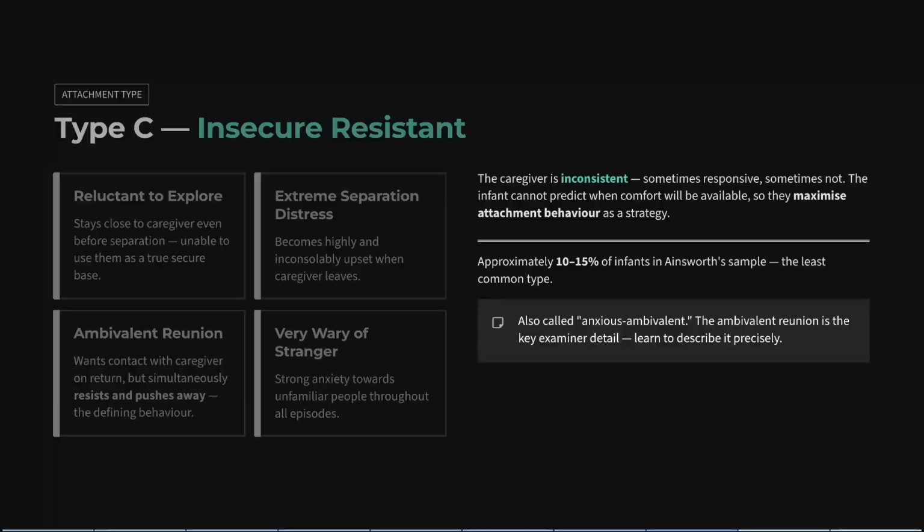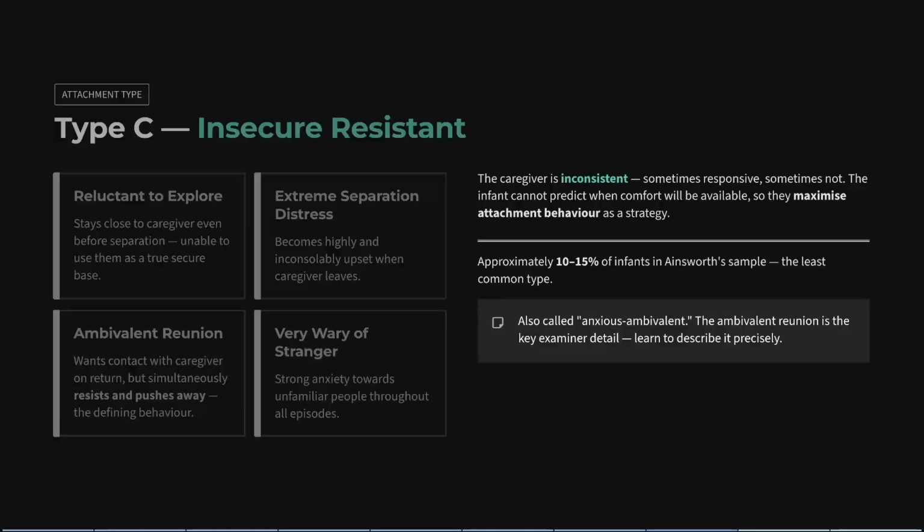Now, students will often confuse these two types in the exam, type A versus type C, and it happens regularly. Here, the exam technique is being flagged. And this is the clearest way to remember the distinction.